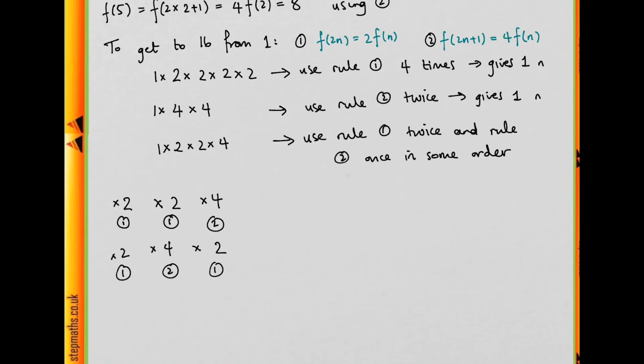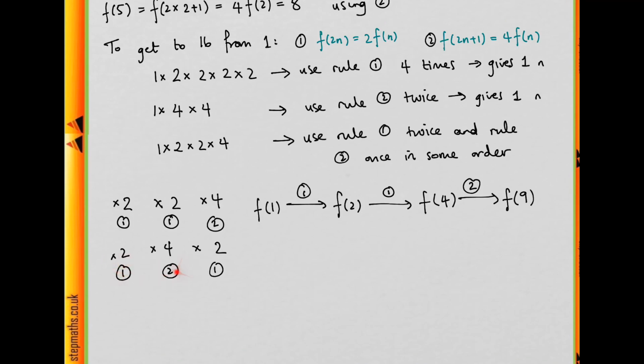So for example, if we did rule 1 twice and then rule 2, well, when I apply rule 1 first, that's going to tell me what f of 2 times 1 is, so that's f of 2. Then when I apply rule 1 again, that's going to tell me f of 2 times 2, so that's f of 4. Then when I apply rule 2, that's going to tell me f of 2 times 4 plus 1, which is 9. So doing it in this order tells me that f of 9 is equal to 16.